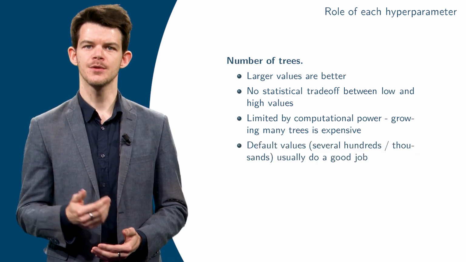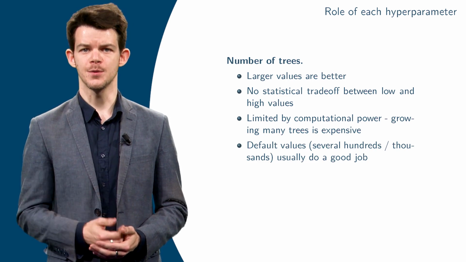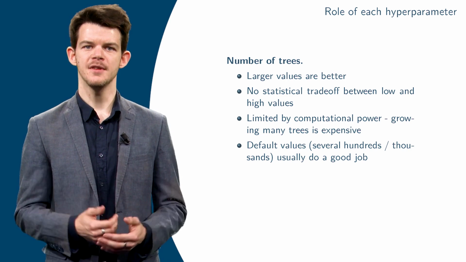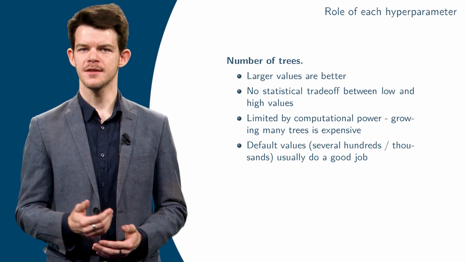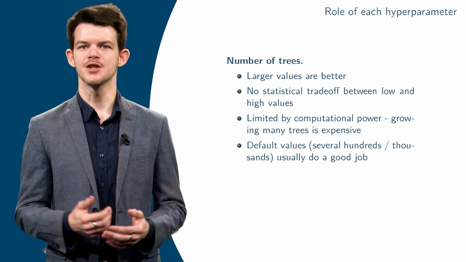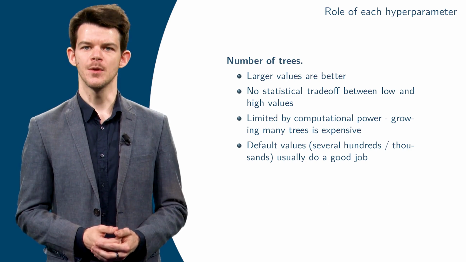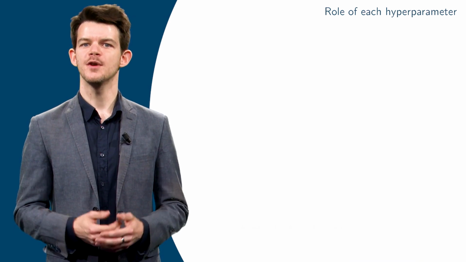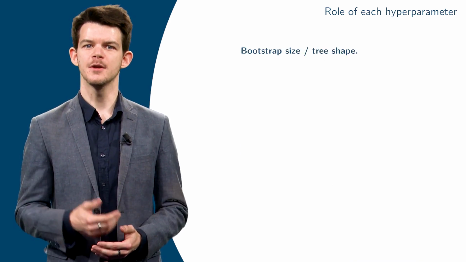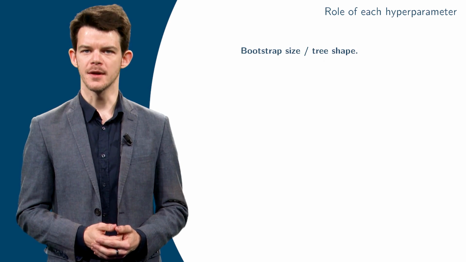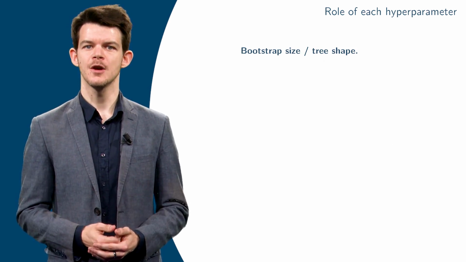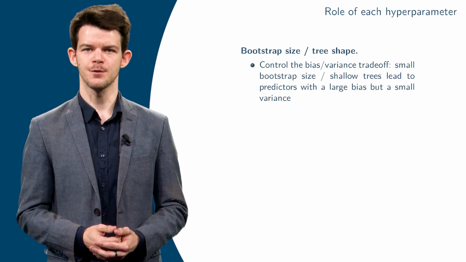The default values of the order of a few hundred trees generally provide good performance. Precise optimization of this parameter is not necessary. Performance does not change drastically once this number is high enough. The hyperparameters that modify the size of the bootstrap sample and the shape of the tree are more complex to optimize. Indeed, the optimization of these parameters results from a bias-variance trade-off.